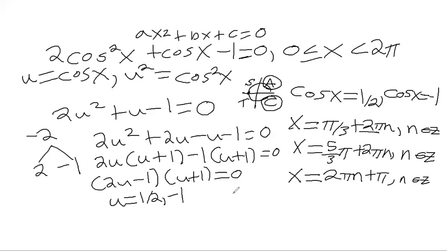So what we want to do is make a table for n versus x, or x versus n, rather. Or whatever. So, okay, let's try values. So if n is 0, for this equation, I get pi over 3. This one, I get 5/3 pi. And this equation, I get pi.